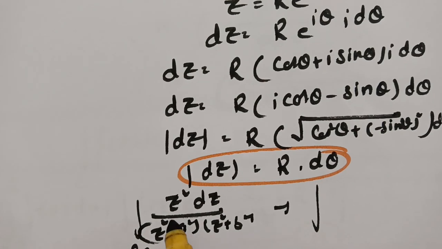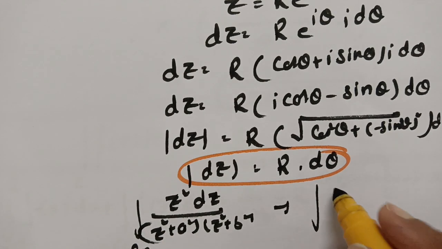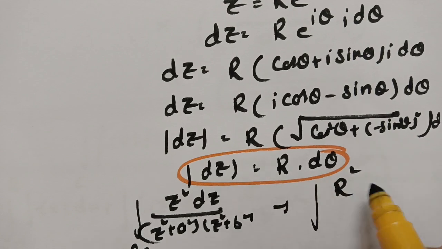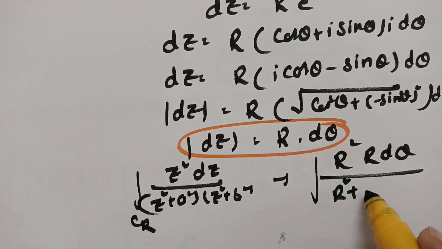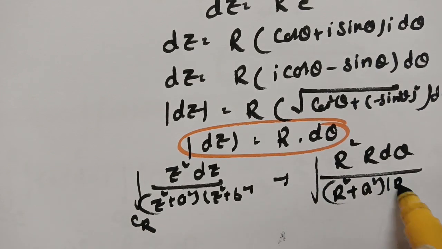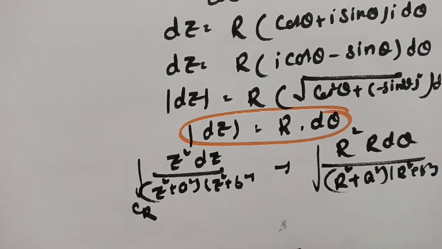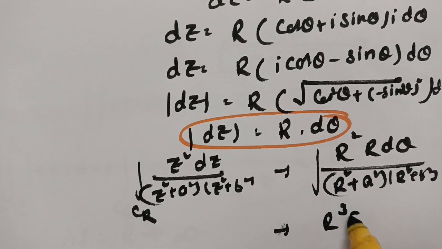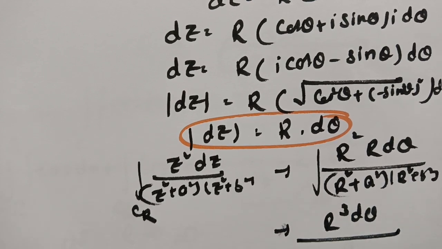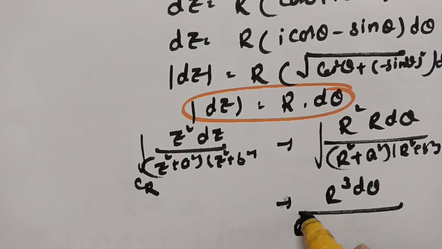Clear? So I'll give you z as r. So this is r square. What is z? This is r into d theta. Here is r square. In place of z as r, this is a square, and this is r square plus b square. And see, we can write this as r cube d theta by r square, so this is r square.